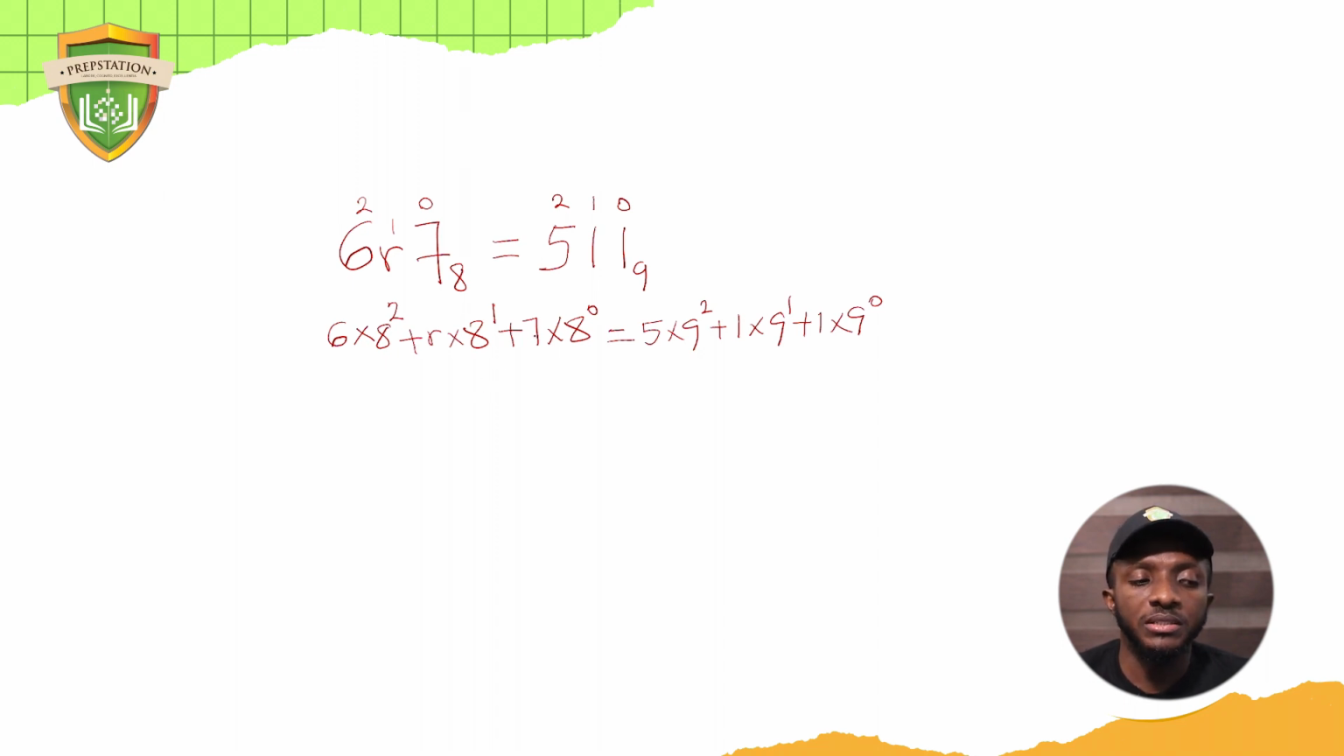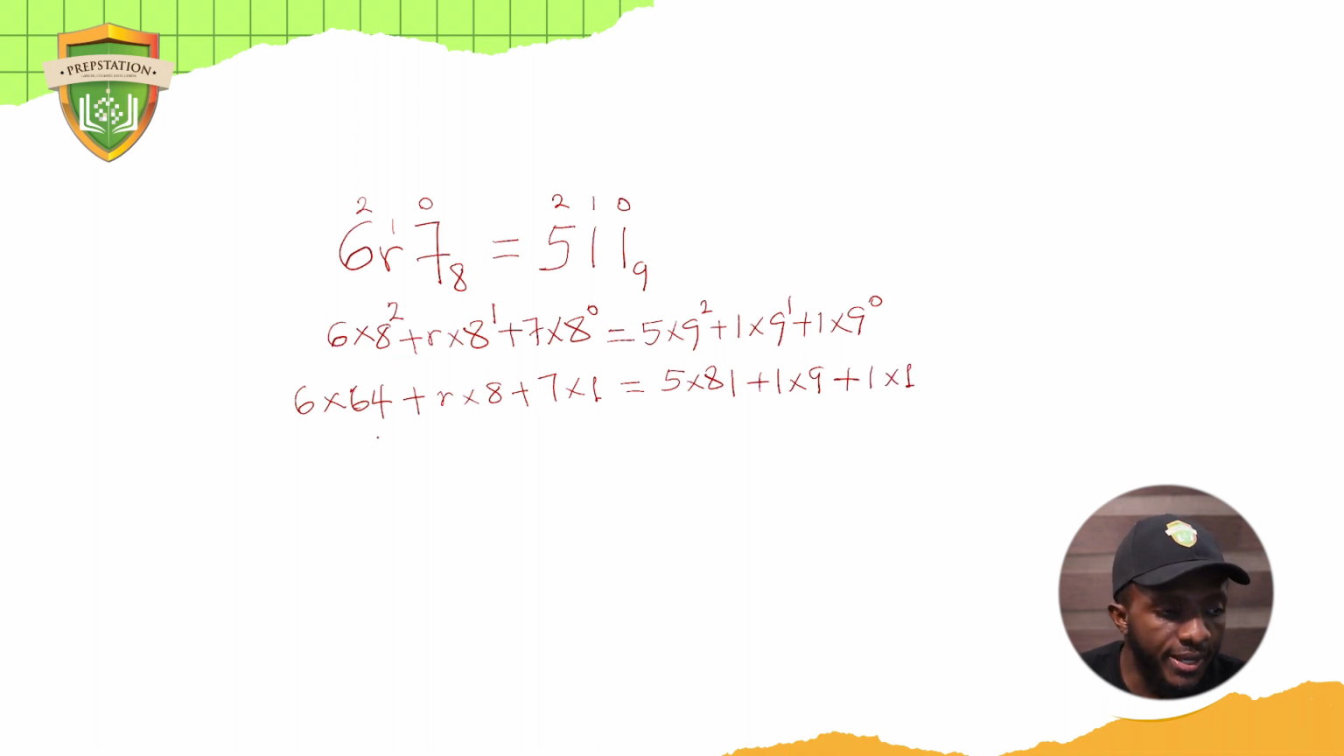When you were taught indices, you were told that any number raised to the power of 0 is 1. So this is 6 times 64. 8 raised to the power of 2 is 64. That's 8 times 8. Times r times 8. 8 raised to the power of 1 is 8. 7 times 1. Any number raised to the power of 0 is 1. This is 5 times 81 plus 1 times 9 plus 1 times 1.